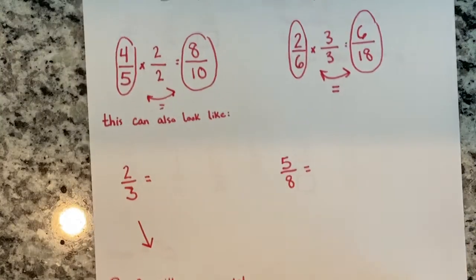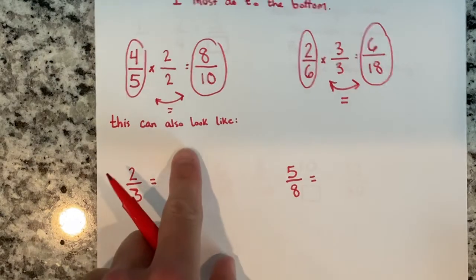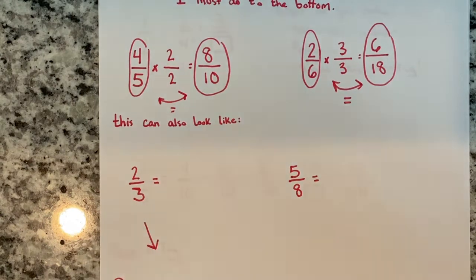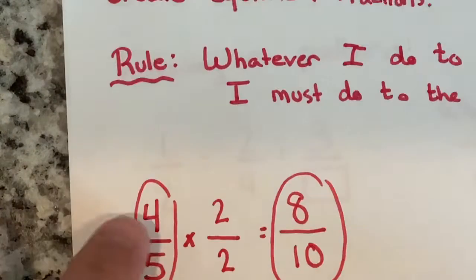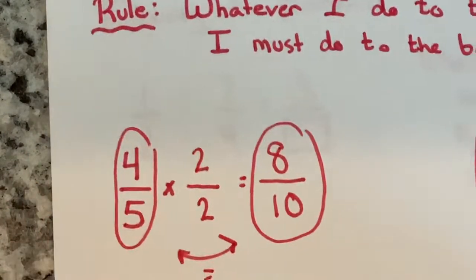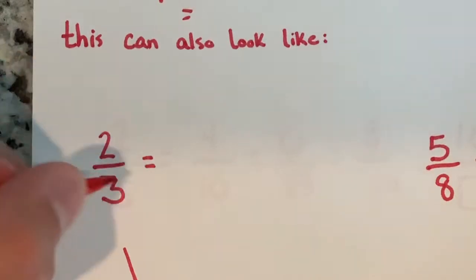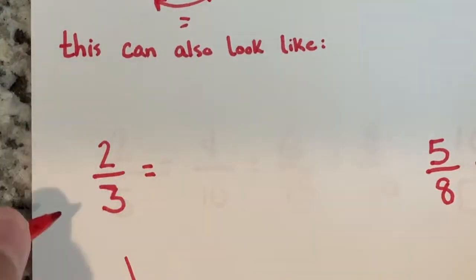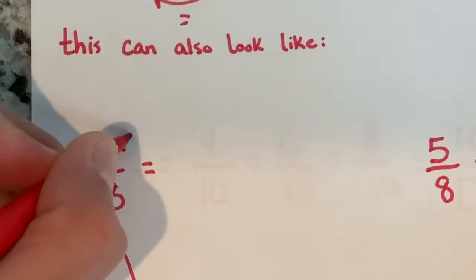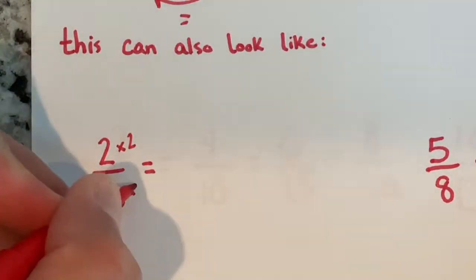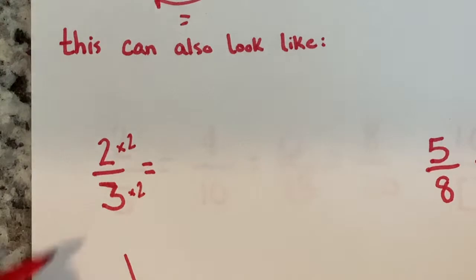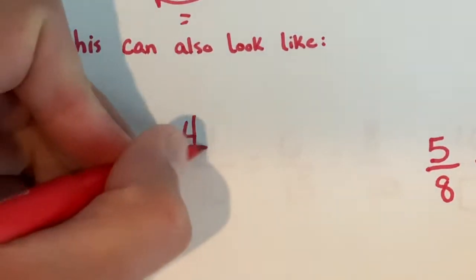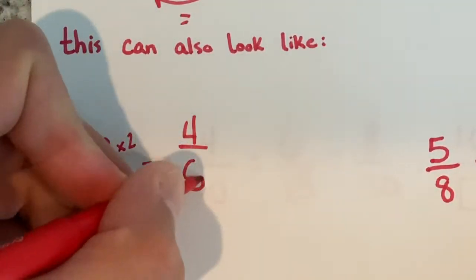If you guys remember from class, this could also look like something a little bit more sophisticated. Let me zoom in for us here. Up here, I multiplied by a whole fraction of 2/2. I can also, to save time, to save space, go ahead and multiply 2/3. I can do a little baby times 2 and a little baby times 2. 2 times 2 is 4. 3 times 2 is 6.